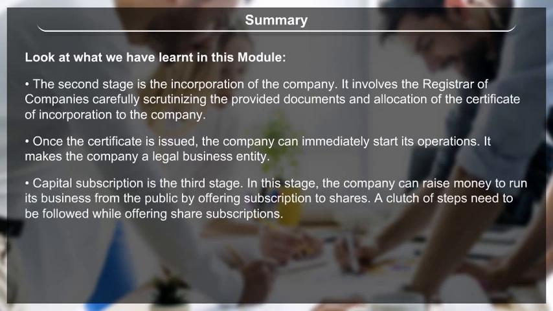Capital subscription is the third stage. In this stage, the company can raise money to run its business from the public by offering subscription to shares. A clutch of steps need to be followed while offering share subscriptions.